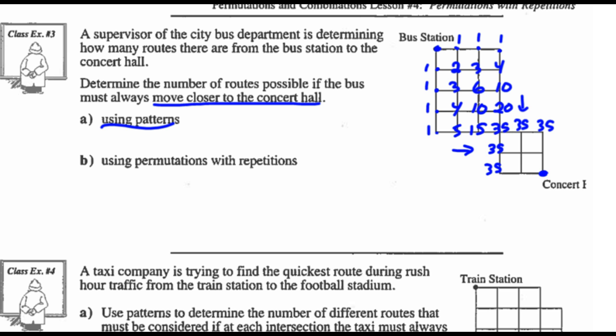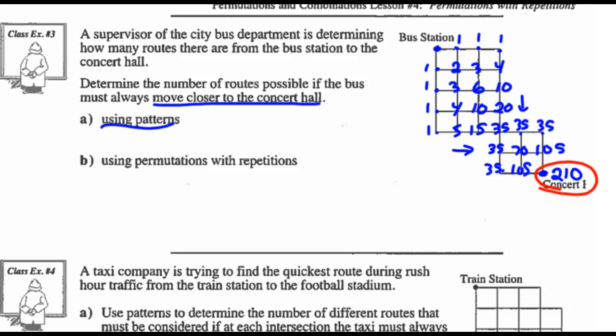And once we get the outsides filled in, we figure out the intersection points in the middle again. So 35 here and 35 here adds up to 70. 70 and 35 is 105. 70 and 35 here is 105. And 105 and 105 gives us 210 different routes from the bus station to the concert hall. All right, so that's just simple addition, and it's the pattern developed by Pascal's triangle.